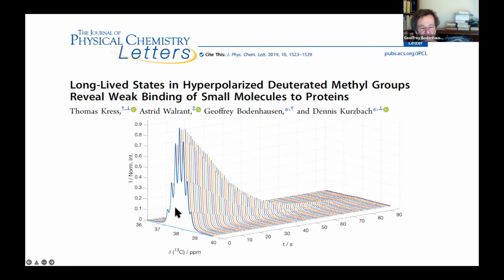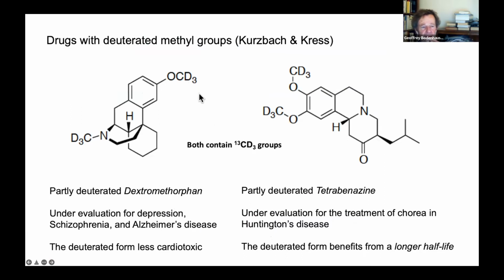polarized under DNP conditions at low temperature, about 1 Kelvin, prior to being injected into a 400 megahertz spectrometer, and then we observed the decay of the amplitude because of relaxation after hyperpolarization. But the interesting thing, well, then Kurzbach pointed out that such CD3 groups are actually quite common in drugs. Sometimes deuterated drugs have better properties than normal drugs. They could be less toxic, or they can have a better lifetime in the organism, a slower enzymatic metabolism. So that's interesting. But that's for the pharmaceutical people.